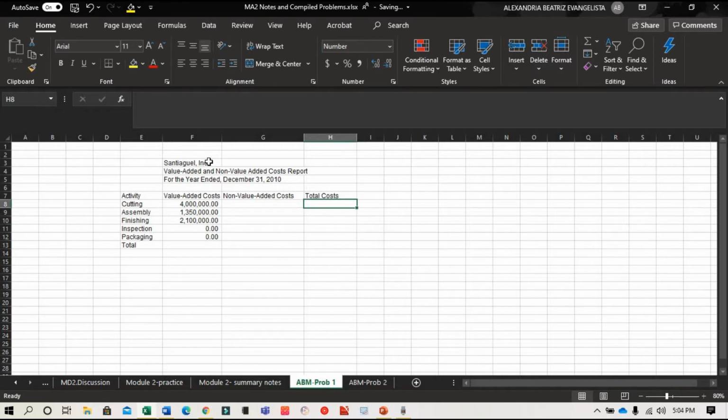Let's now compute for the total costs, and that is AQ multiplied by SP. So 450,000 multiplied by 10. For assembly, that is 160,000 multiplied by 9.